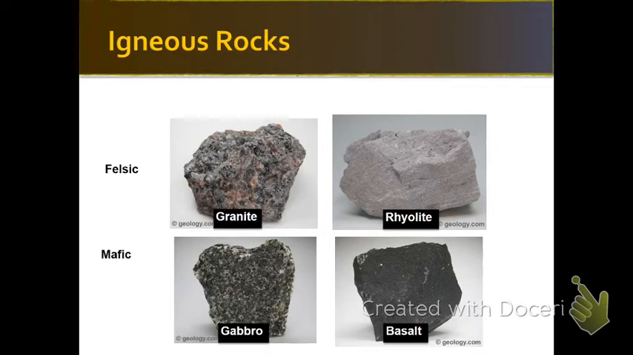But there's another way that we can categorize these rocks, and we can talk about their texture or their grain size. So we have coarse-grained rocks on the left and fine-grained rocks on the right. The coarse-grained ones you can see have big crystals, and the fine-grained ones you can't see the crystals, but if you had a magnifying glass you'd be able to.